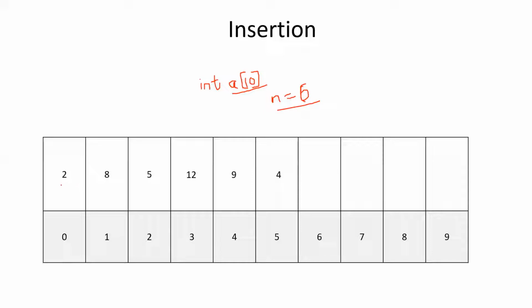Here in this example, I had initialized an array of size 10. What will be the index number of the first number? Index number will be starting from 0.